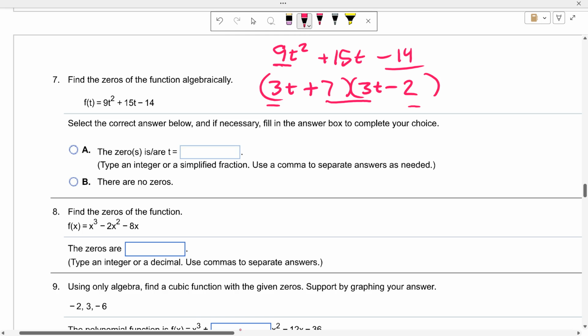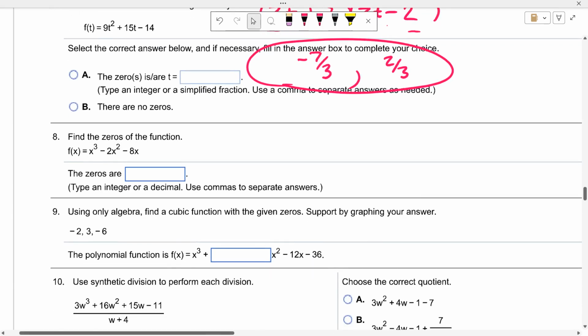Okay? This works out to be 2/3. This works out to be negative 7/3, right? Those are our two zeros. So on a graphing calculator, they may not look too nice. Okay, so factoring worked out here.